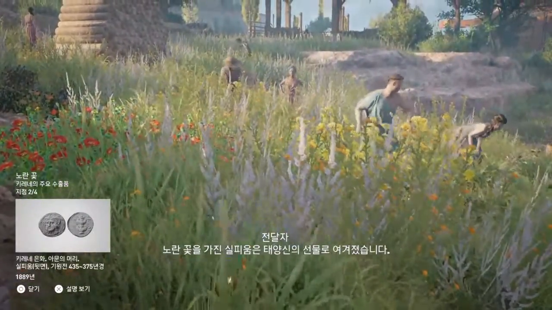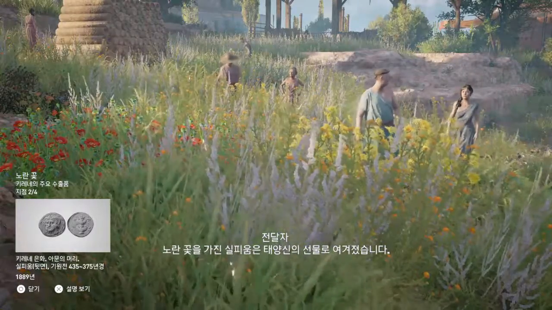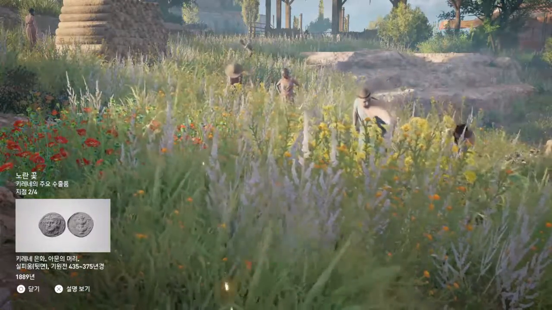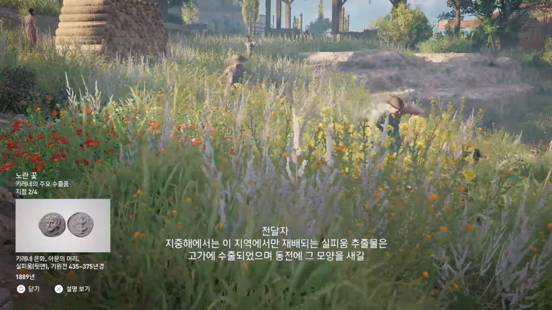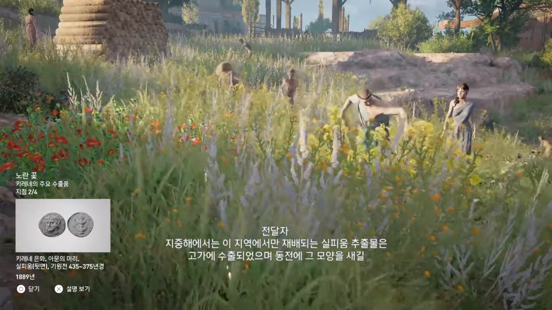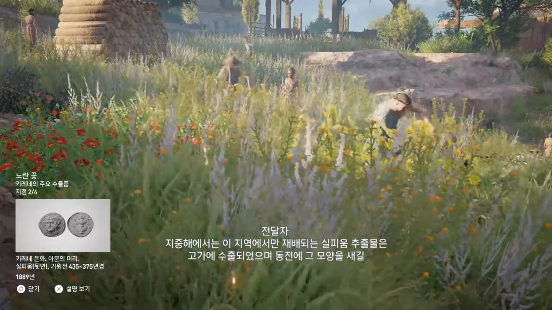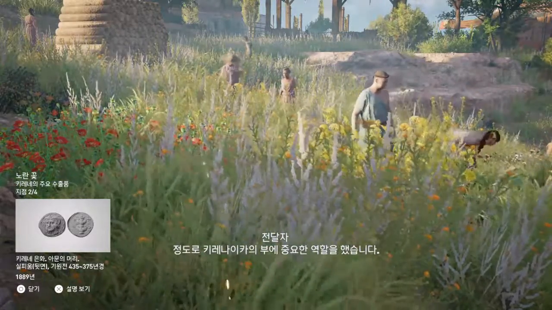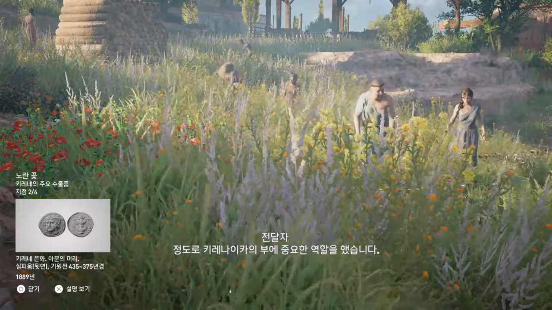Silphium, with its yellow flower, was considered a gift from the sun god. Grown solely in this region near the Mediterranean Sea, silphium extract was exported at high prices and was so crucial to the wealth of Cyrenaica that it was depicted on their coins.